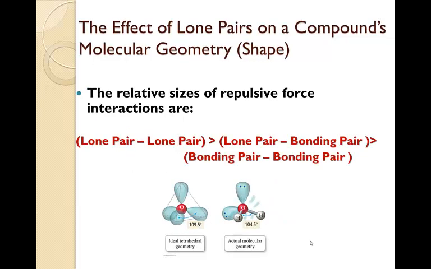The relative size of the repulsion forces: lone pair-lone pair interaction is the greatest, lone pair-bonding pair is in the middle, and then bonding pair-bonding pair is the smallest. So if these were all bonds, it would be 109.5. But because of that lone pair, these are bouncing off more than this and this. So the lone pair-lone pair interaction is greater than the lone pair-bonding pair interaction.